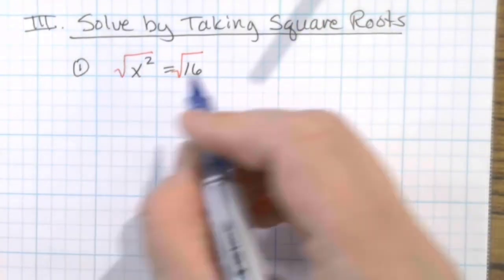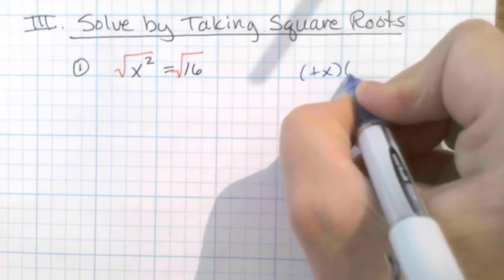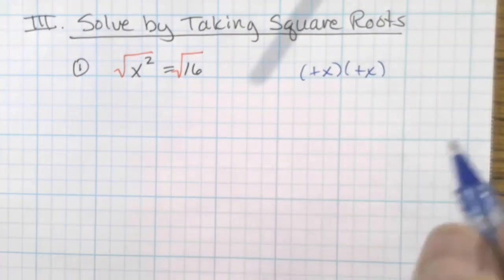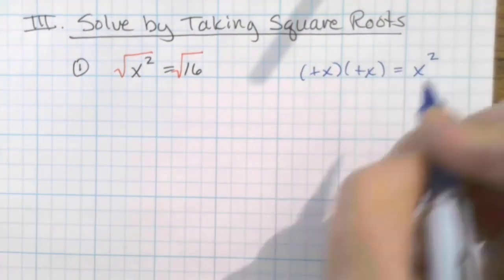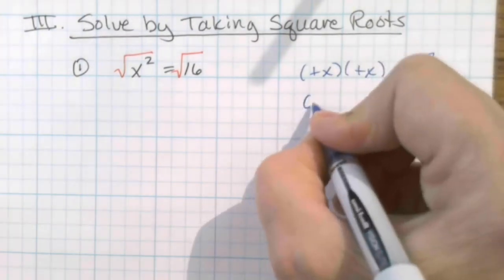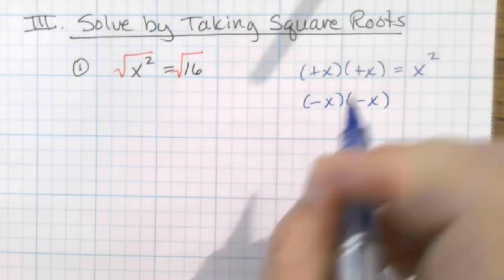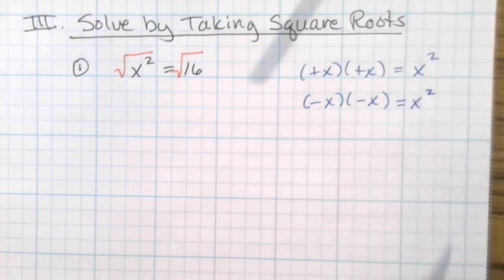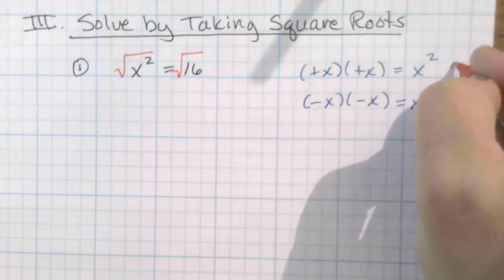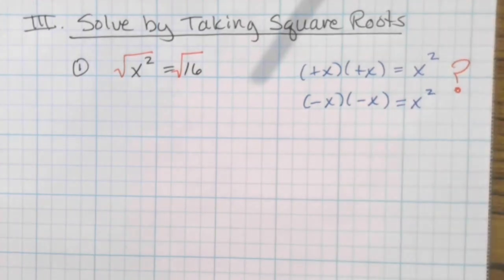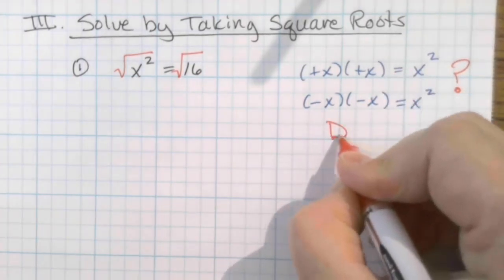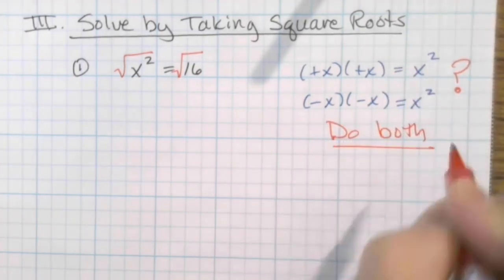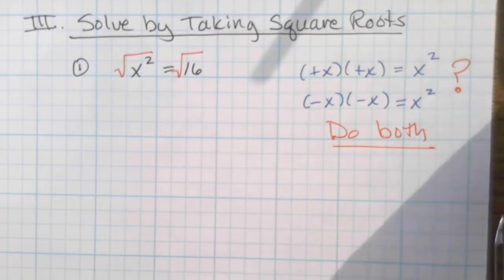We don't know what x is, so it could have been a positive number, because a positive times a positive would be a positive x squared, but x could also have been a negative number. And when you multiply a negative times a negative, you also get a positive. So there's a really big question mark which one it is. So just like zero product property, we do both. And then we test to see what works and what doesn't.